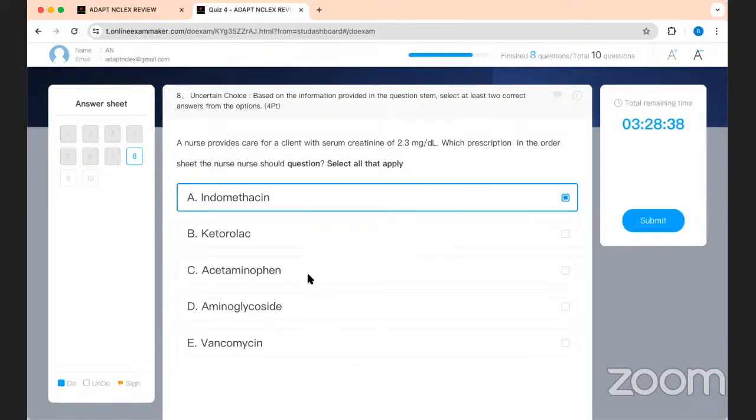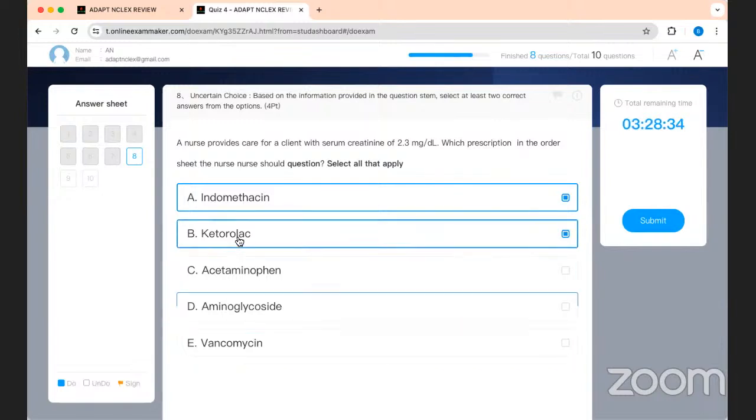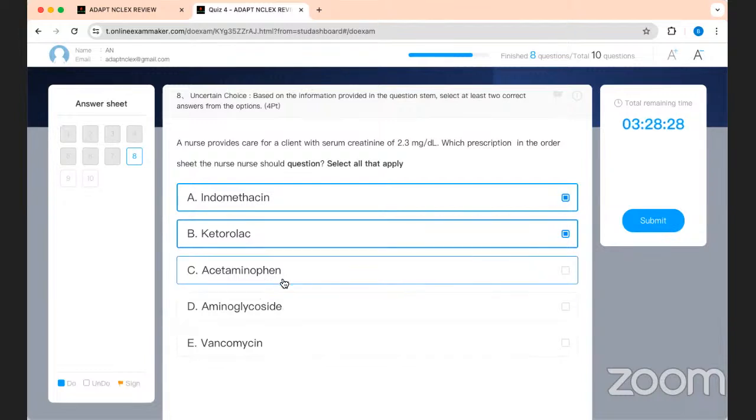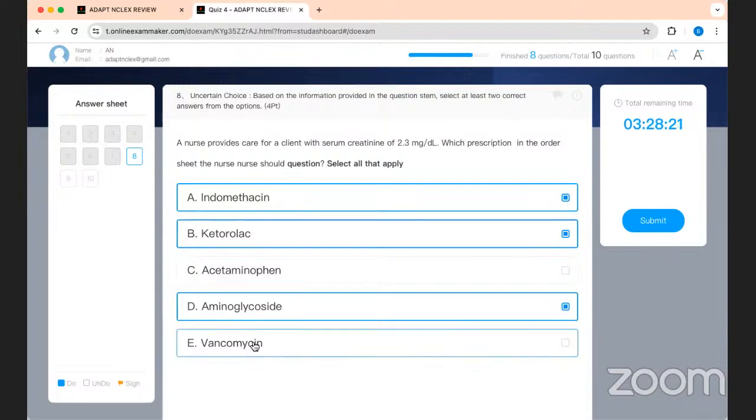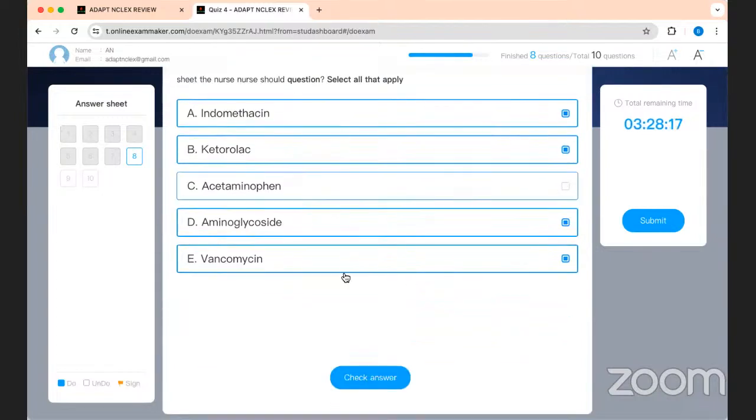Indomethacin is an NSAID. Your kidney is in trouble. Ketorolac is an NSAID. Your kidney is in trouble. Acetaminophen affects your liver. Aminoglycosides affect your kidney. They don't like it. And vancomycin is number one, notorious. It does not like your kidney. So those are the ones you have to check, right?